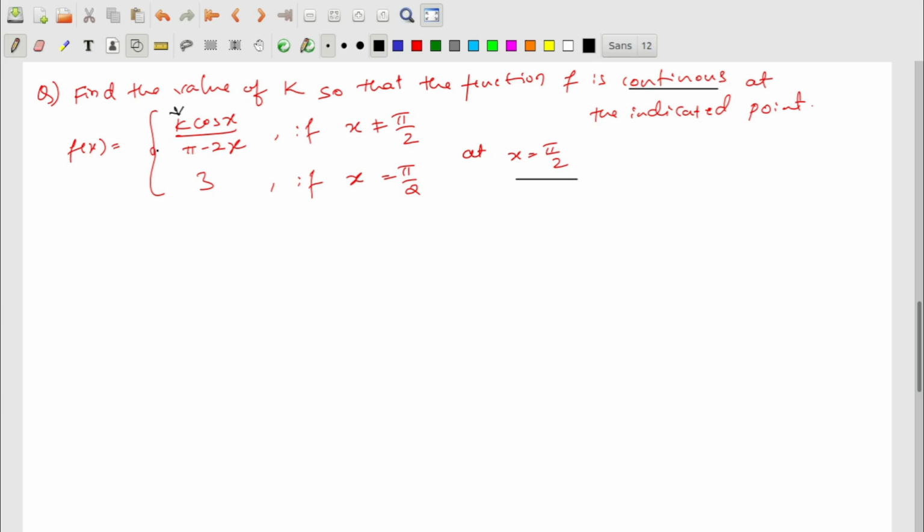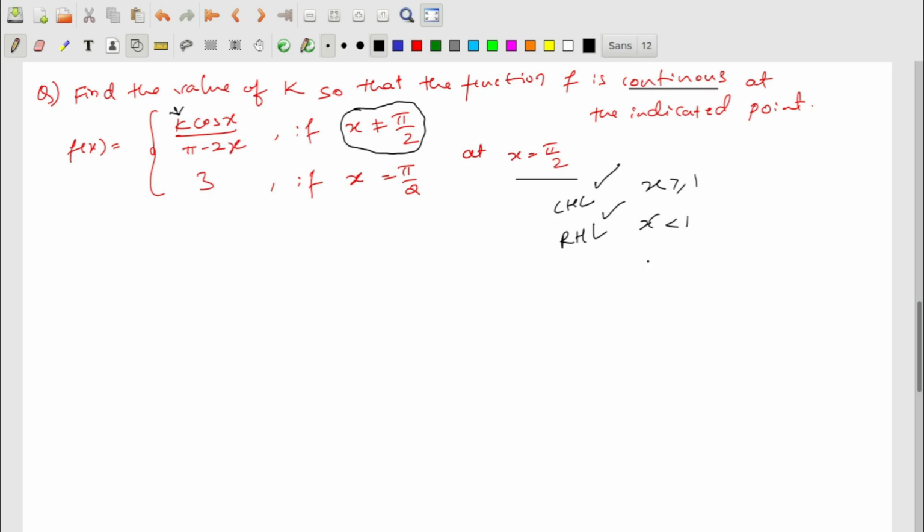So here the difference between the previous question and this question is, in the previous question we used to have x is greater than or equal to 1 or x is less than 1. So in such a case we used to get LHL and then RHL, that is the left hand limit of the function and then the right hand limit of the function. But here it is given x is not equal to pi by 2, right? If x is not equal to pi by 2, then the value of the function is k cos x divided by pi minus 2x.